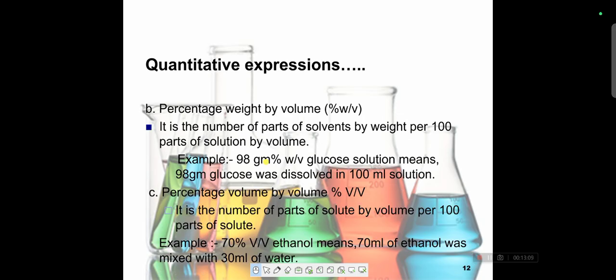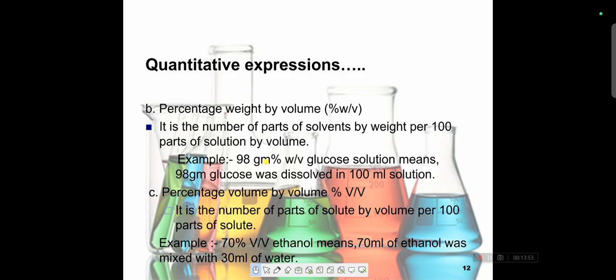Now talking about the weight by volume. Weight by volume is the number of parts of solute by weight per 100 parts of solution by volume. For example, if you see 98 gram percent weight by volume glucose, what does it mean? It means that the solution contains 98 grams of glucose which was dissolved in 100 ml solution. So whenever some number is given against gram percentage weight by volume, that number is of the solute which was dissolved in 100 ml of the solution, right.